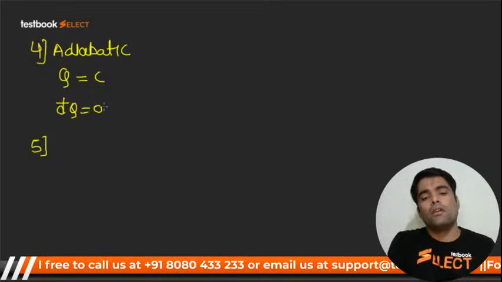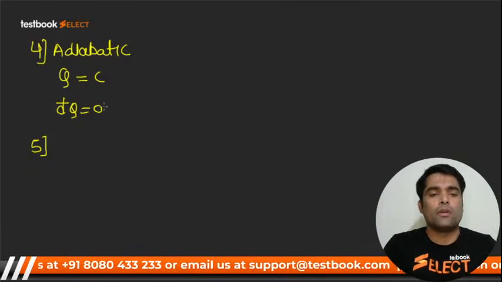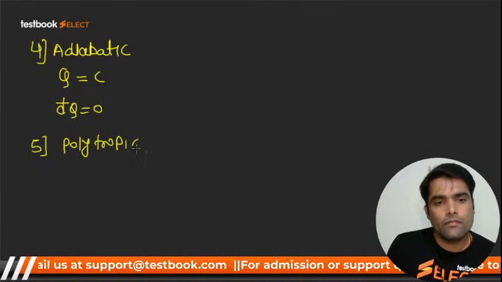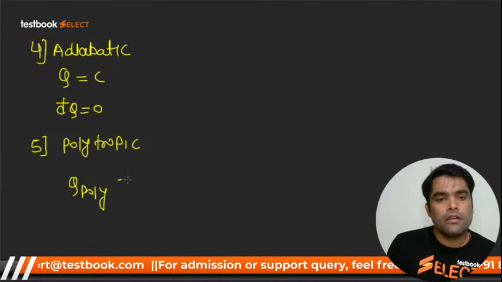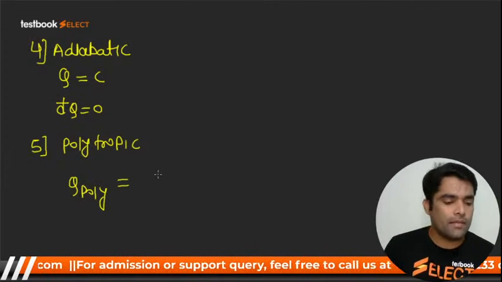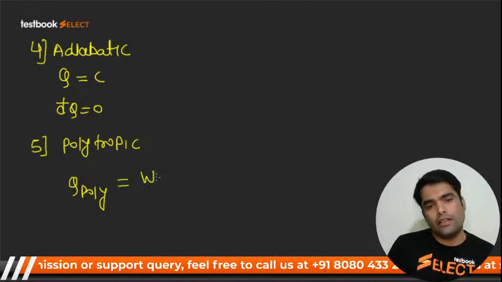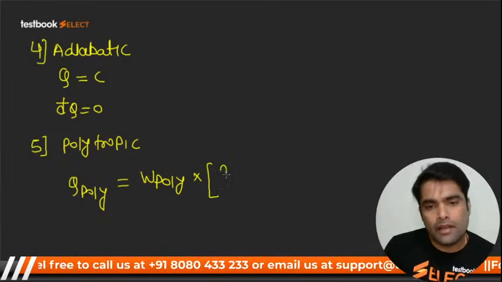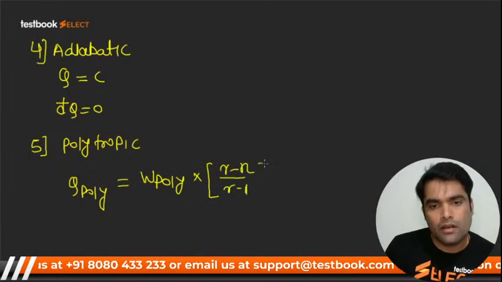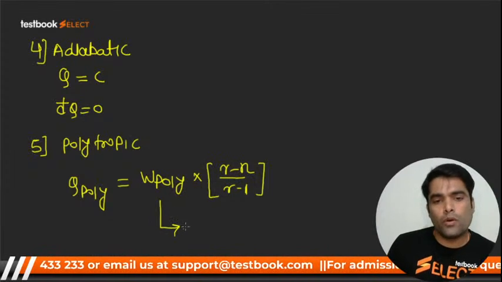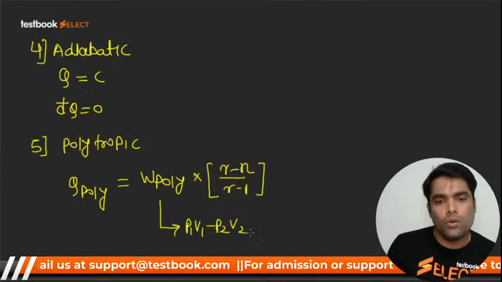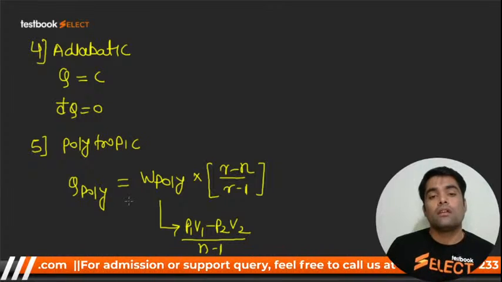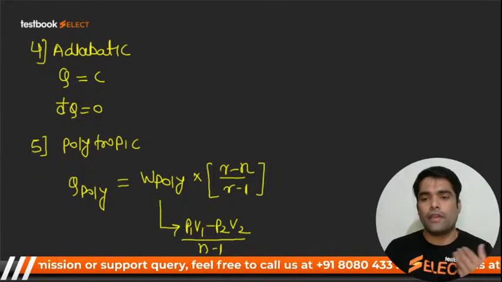Polytropic. I'll tell you in the polytropic, don't worry. So for polytropic process, what is Q poly? Q poly is none other than W poly, that is (P1 V1 minus P2 V2) divided by (n minus 1), multiplied by (gamma minus n) upon (gamma minus 1). And you know that this W poly is always (P1 V1 minus P2 V2) upon (n minus 1). Right now, this is the formula for calculating heat transfer in polytropic process.